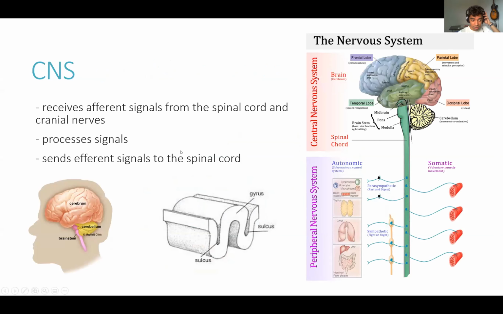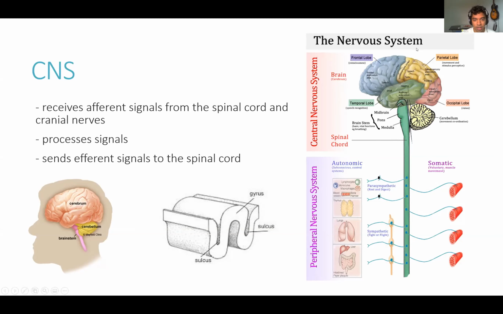Okay, so the CNS receives afferent signals, processes them, and then sends out efferent signals. And a good way of remembering that is like the difference between affect and effect. Affect is like a verb you do to something, so you receive those signals. And then effect is what you do. So the effect of that is that you do something to it. Hopefully that makes sense. I probably just confused a lot of people.